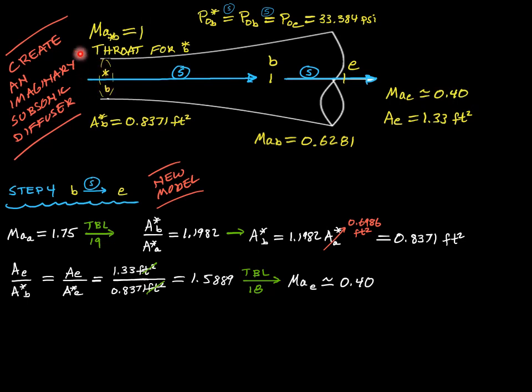So we have a Mach 1 at the throat, our imaginary throat, a real Mach number of 0.6281 post-shock, and then the flow continues to slow down at the exit to a Mach number of about 0.4. That tells us that this shape is not acting like a nozzle. We are in subsonic flow, and the flow will continue to slow down until we exit at a Mach number of 0.4.